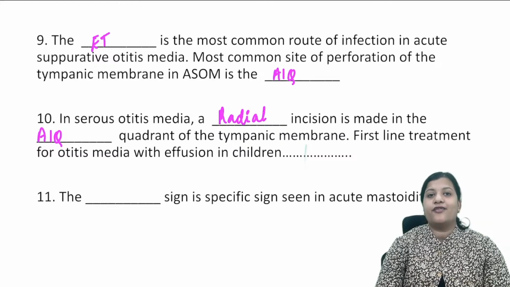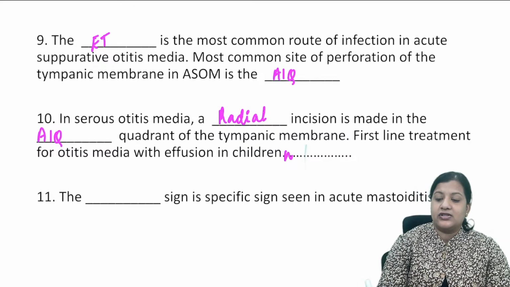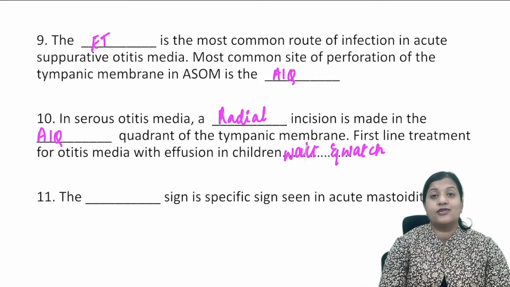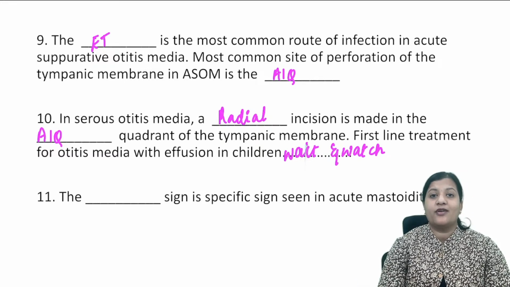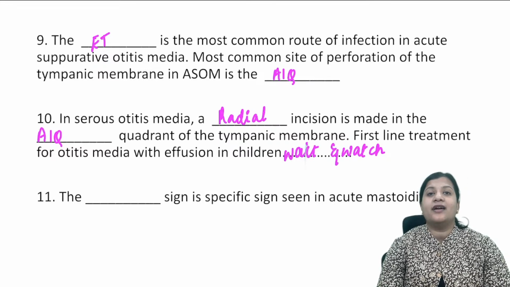And the first line of treatment for otitis media with effusion is not directly surgery. It is wait and watch. For how long? For 3 months. If it does not resolve, then you're going to do myringotomy. Along with myringotomy, you're going to insert grommet and treat the predisposing factor. If it is adenoid that is causing this, then you're going to do an adenoidectomy.